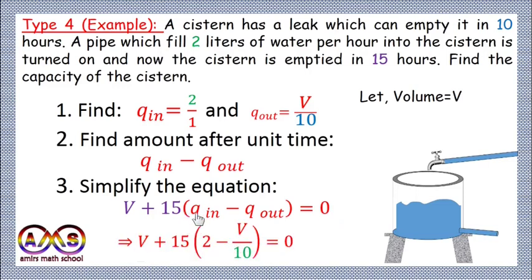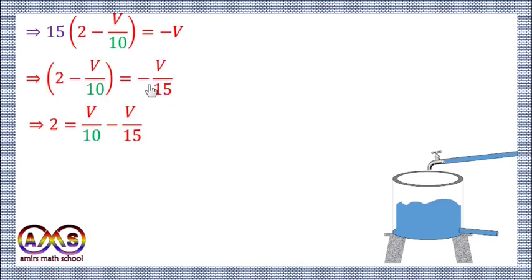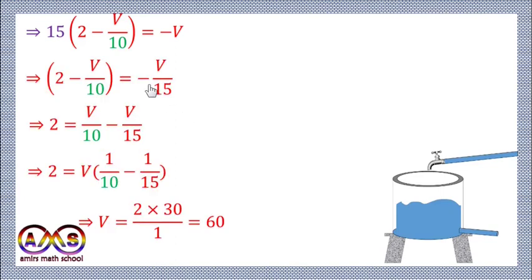Substituting the values of Q in and Q out, we get V plus 15 into 2 minus V by 10, which is equal to 0. And after simplification, we have the result V equals 60. So our required result is V equals 60 units.